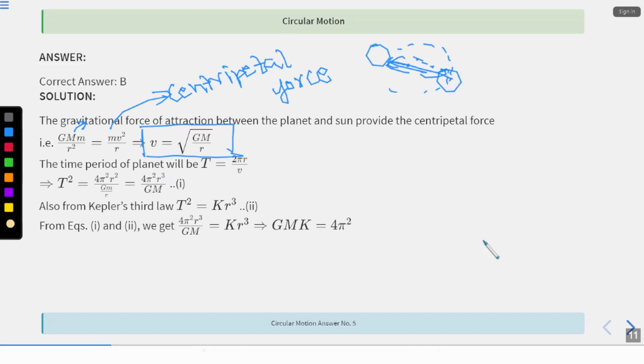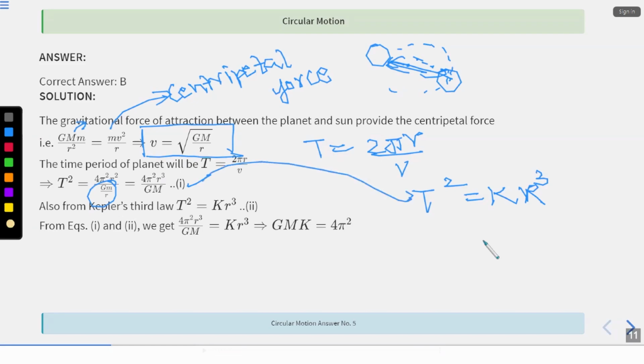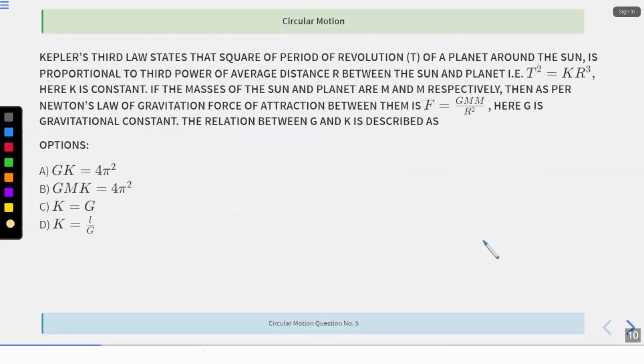And then the time period of the planet, we can write it as 2 pi r by v, right? So substituting the value of v over here, you'll get this equation. So from Kepler's law, we've learned it as T square is equal to k R cube, right? Capital R. So substituting this over here, you'll finally get this as your answer. So the solution would be option B.